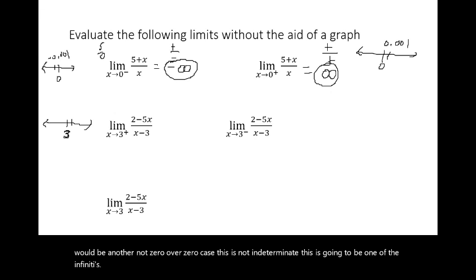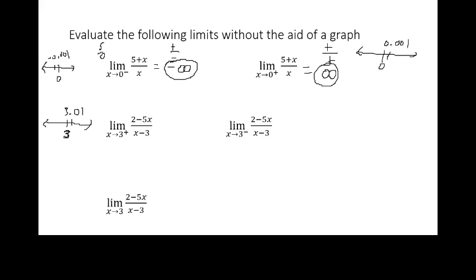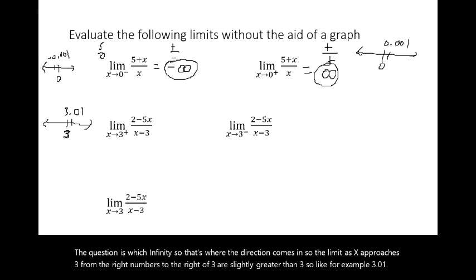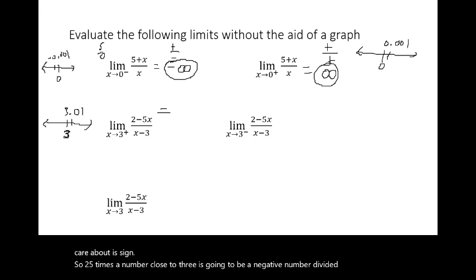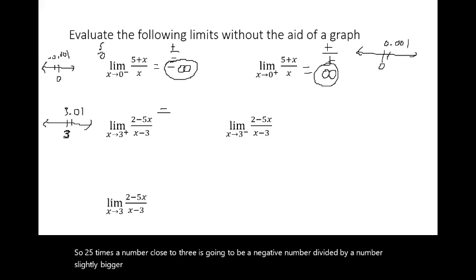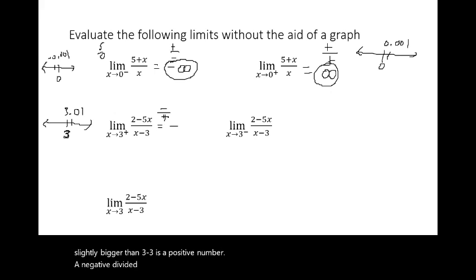So the limit as x approaches 3 from the right. Numbers to the right of 3 are slightly greater than 3, for example, 3.01. Go ahead, either mentally or on a calculator, plug in 3.01 and see what happens. All you care about is its sign. So 2 minus 5 times a number close to 3 is going to be a negative number, divided by a number slightly bigger than 3, minus 3, which is a positive number. A negative divided by a positive is a negative number, so this limit equals negative infinity.